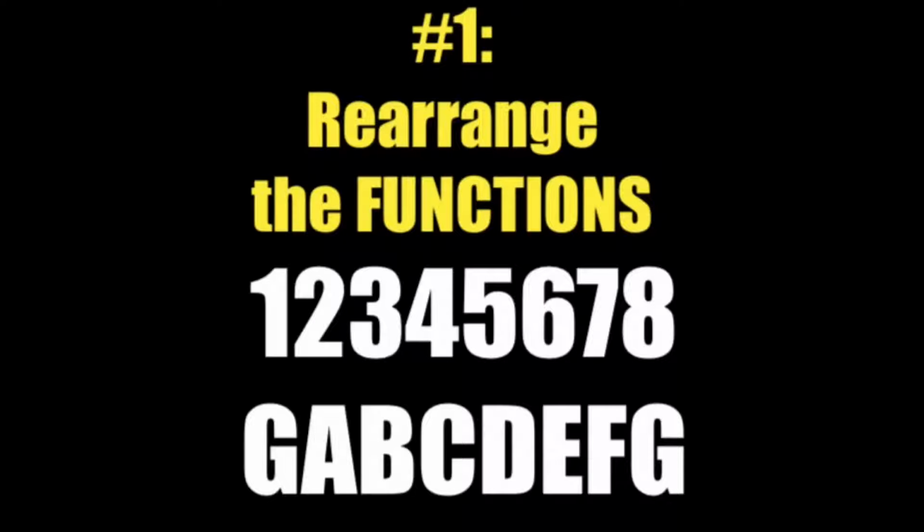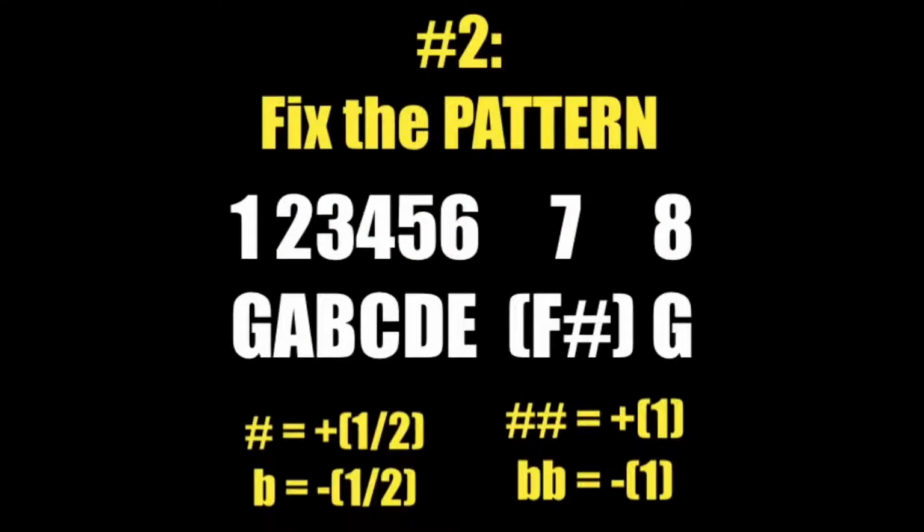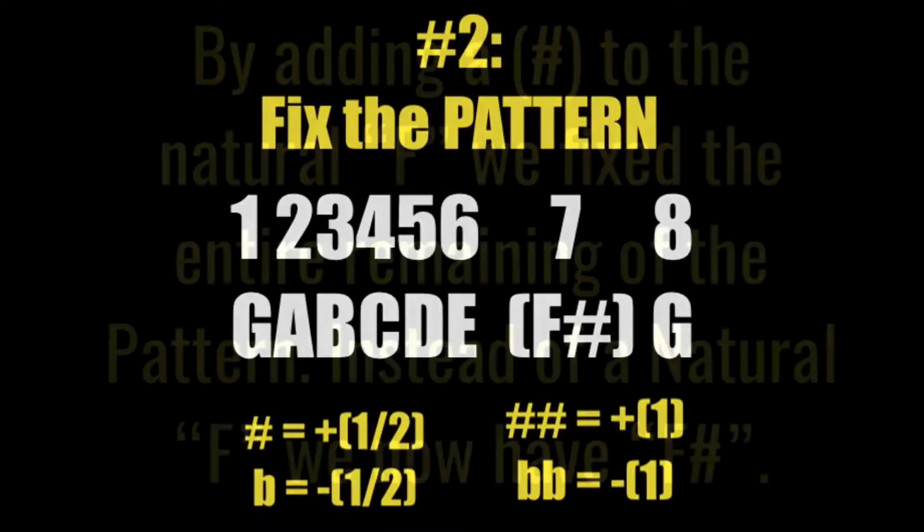And we do that by, number 1, rearranging the functions. And we do that by reassigning numbers to those letters. So now G becomes 1, A becomes 2, B 3, and so on, in order to match the major scale pattern. Then we fix the pattern. Remember, from G to E, the pattern was okay. We achieved that by adding a sharp to the note F, turning it from a natural F into an F sharp. Now the pattern fits perfectly.